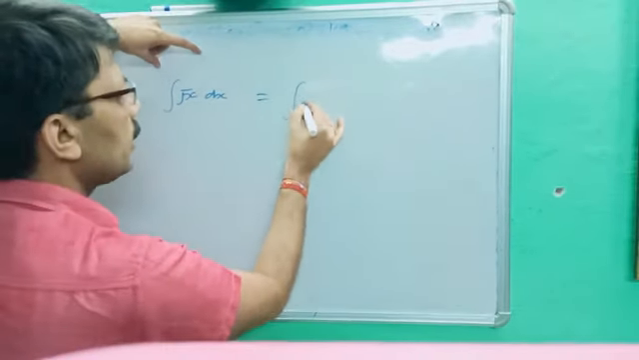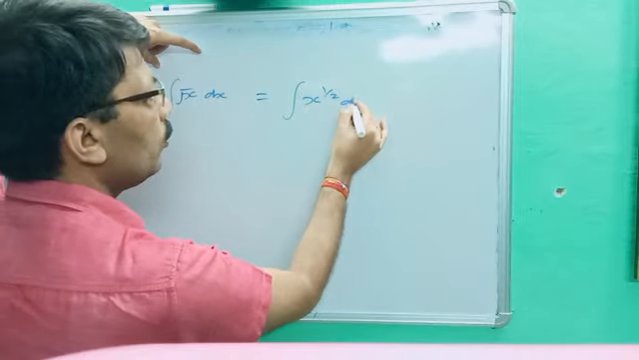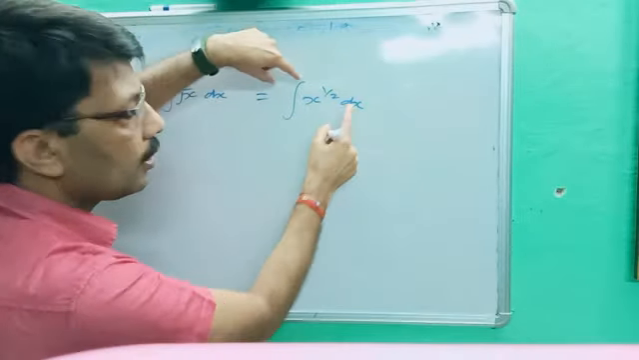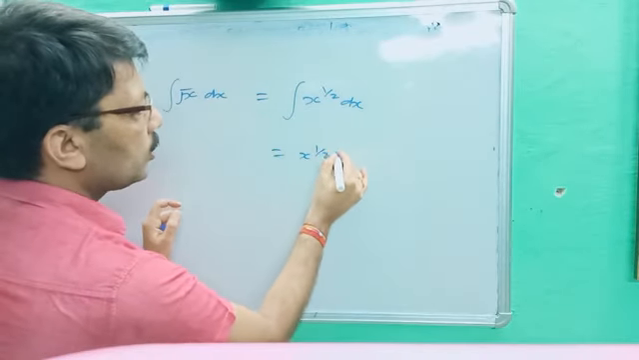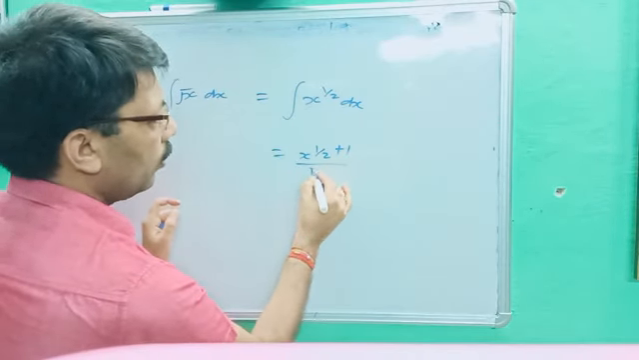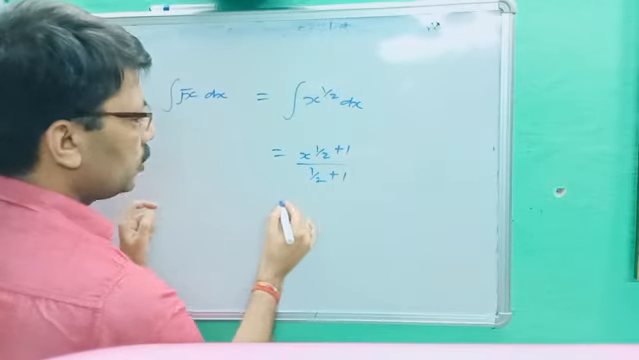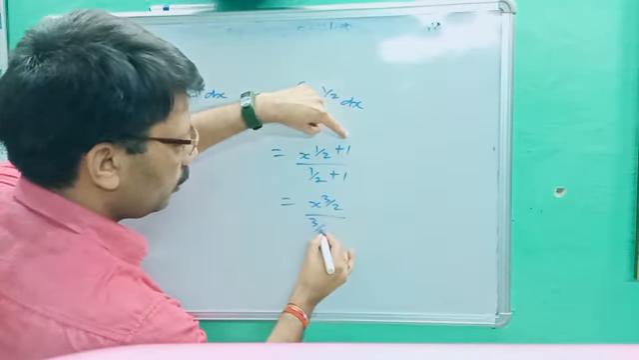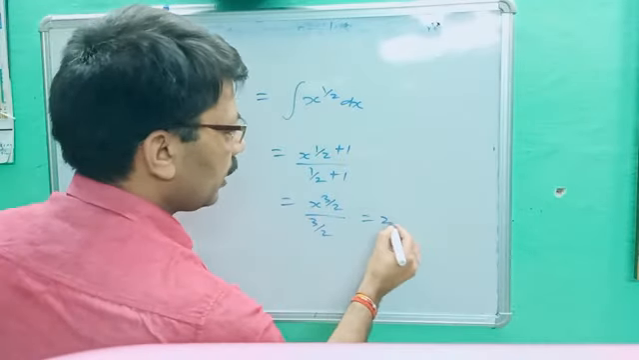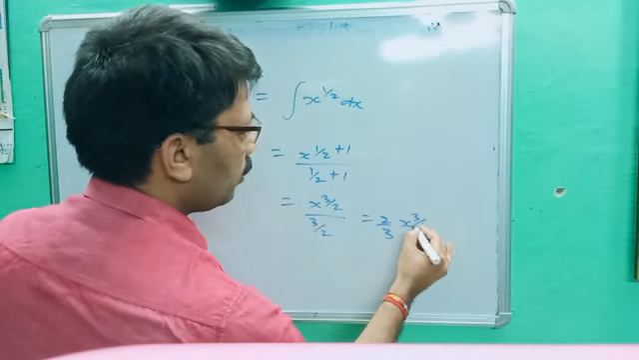It could be written as the integration of x power 1 upon 2 dx. When you integrate this, the integral symbol is automatically removed. So what we get here is x power 1 plus 1 by 2 plus 1, upon 1 by 2 plus 1. So we get x power 3 by 2 divided by 3 by 2, the 2 will go, so you will get 2 upon 3 x power 3 by 2.